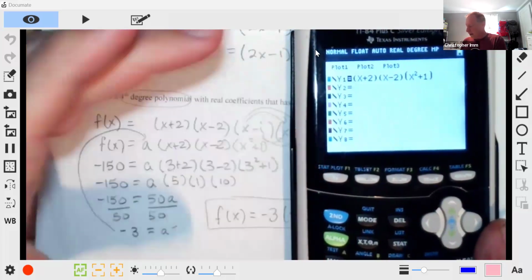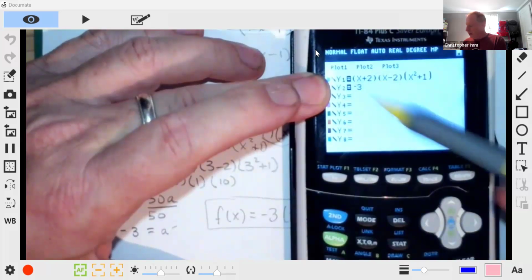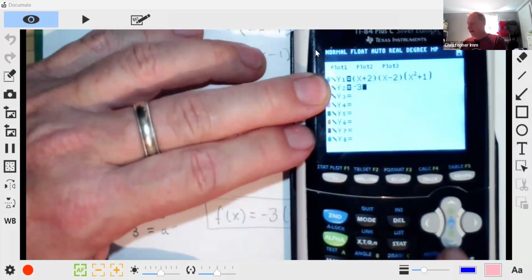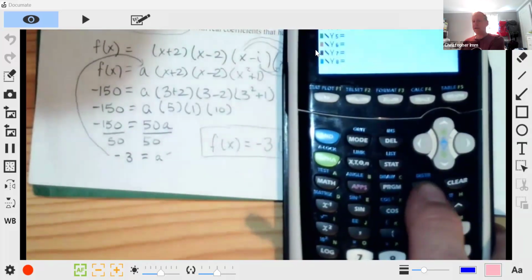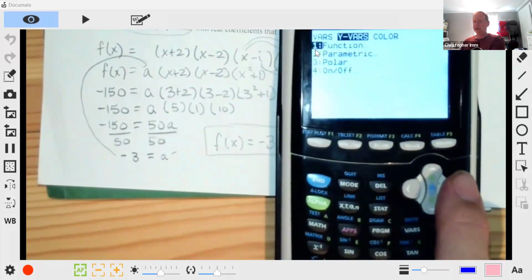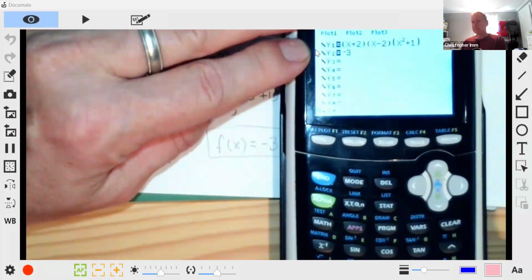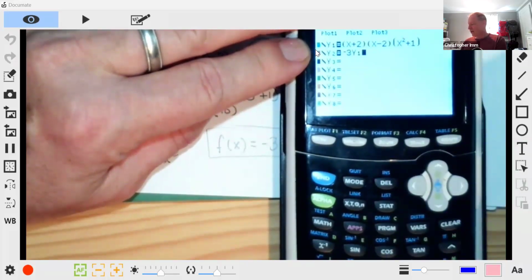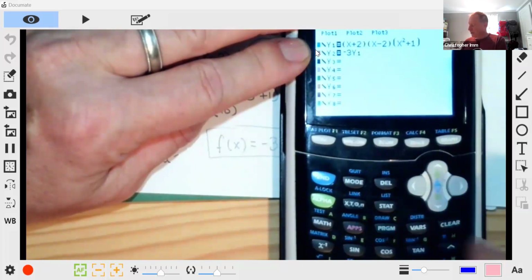I'm going to say, all right, that stretch was negative 3, and then I'm going to multiply it by y1. So to do that, I go to variables. I think I can show you here maybe. There we go. Variables. I'm going to go down over to y variables, and I'm going to put in y1. So that should take negative 3 times what we have up here, and it should show them both.